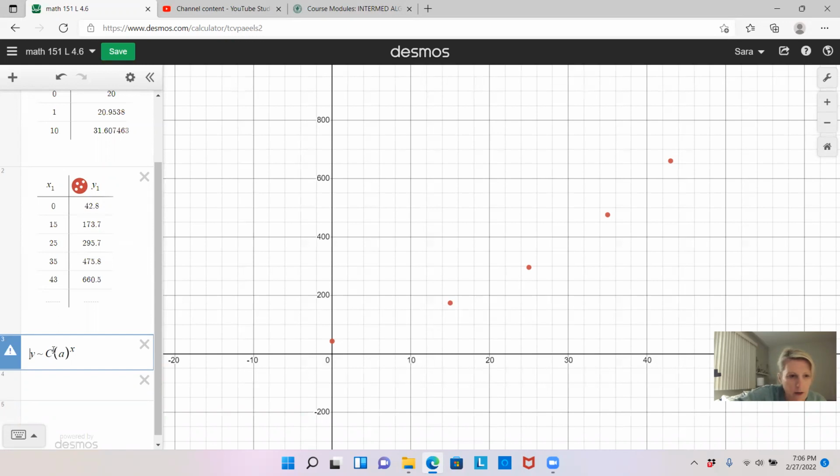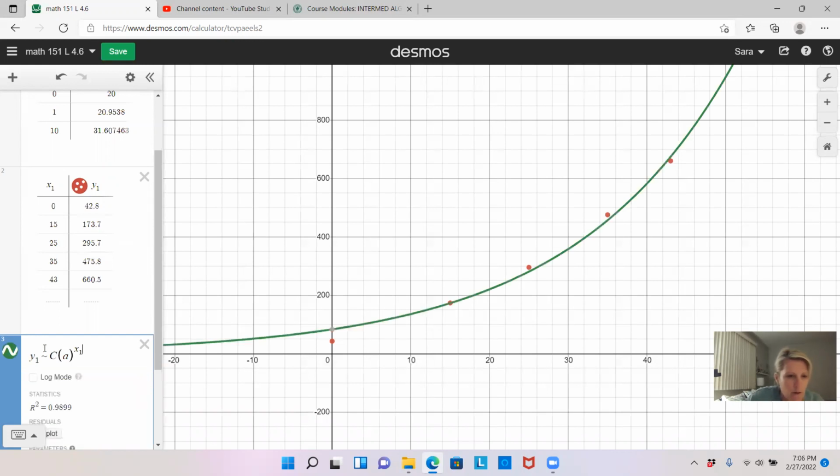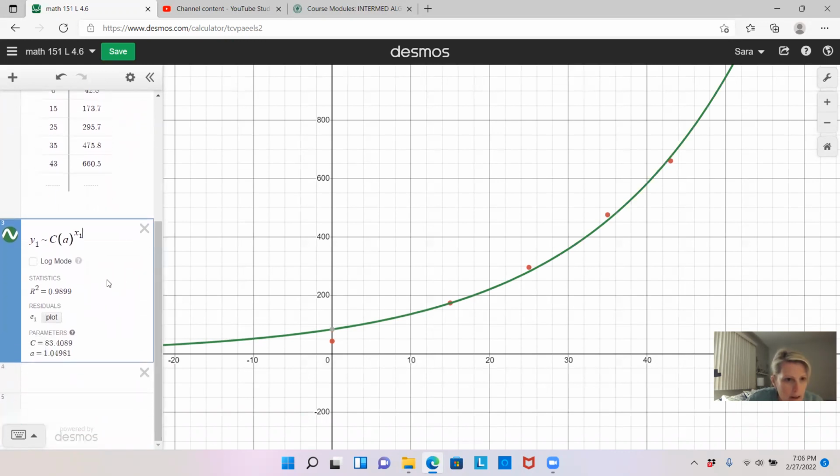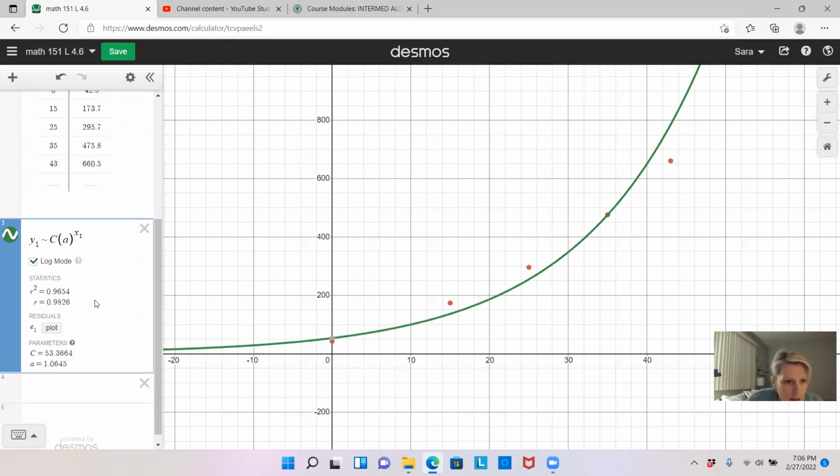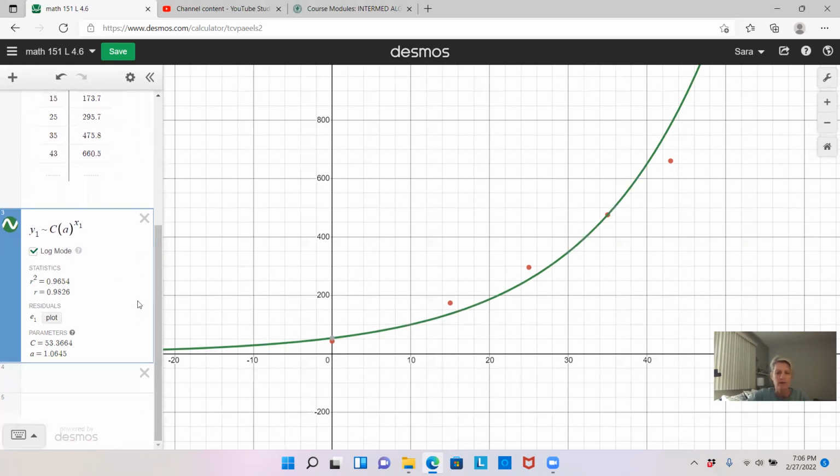Oh, you know why, we have to tell it where. So it's going to be Y1 and X1. It's going to use the data from Y1 and X1 because that's what's in our table. If you had X2 and Y2, then that's what you would have to reference. Make sure you also click on the log mode box. And this is a pretty good fit because this R squared tells us that it's a good fit. I kind of like to look at that. We don't spend much time on R squared in this class, but our parameters are C and A. So I'm going to write it on my paper and I'll show you what it'll look like.